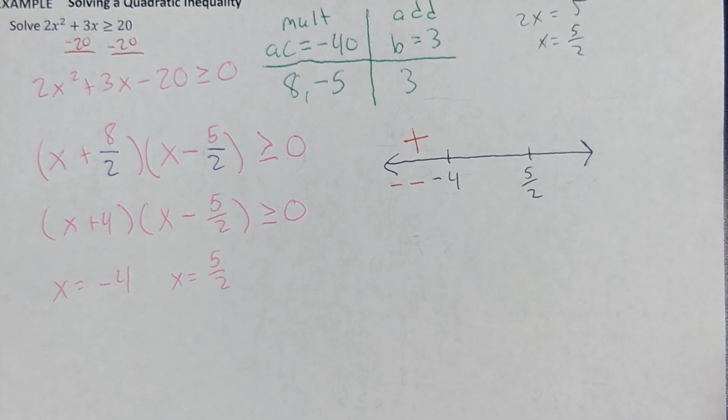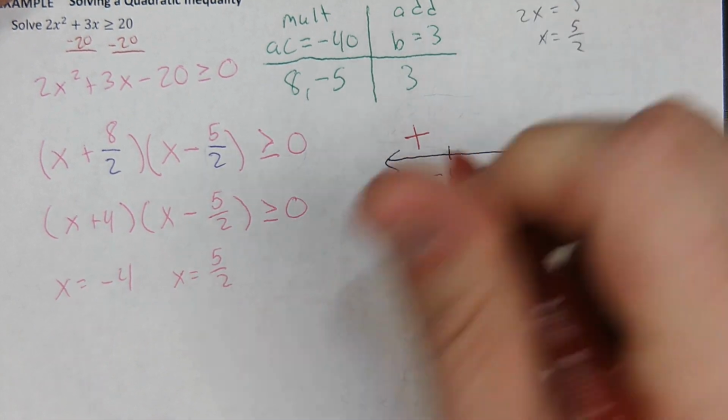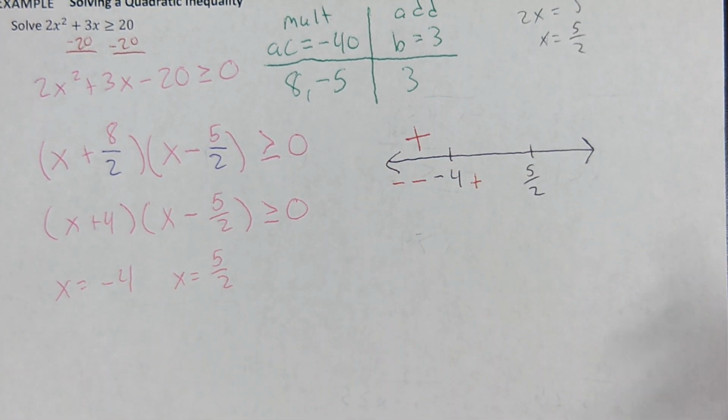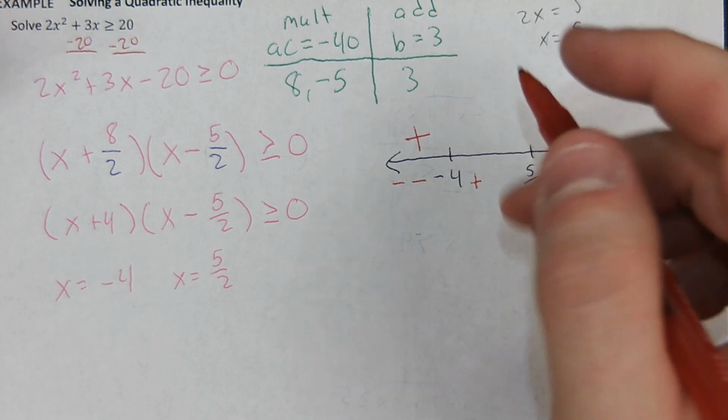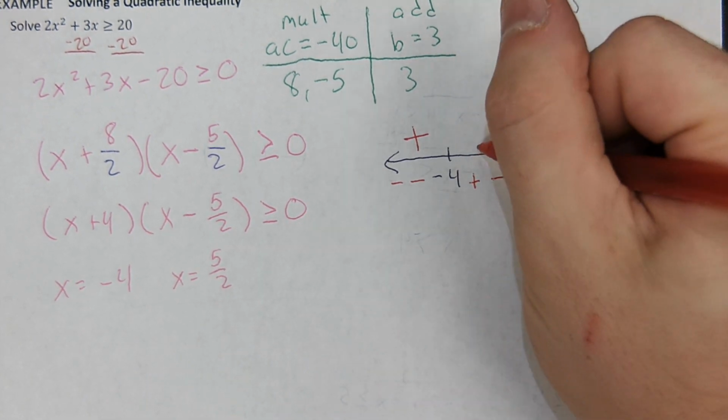Any number between -4 and 5/2, man, I like 0. 0 is our friend. We have lots of friends in mathematics. 0 is one of them. 0 plus 4 is positive. And 0 minus anything that's not 0 is going to be negative. So 0 minus 5/2 is negative, giving us a negative result.